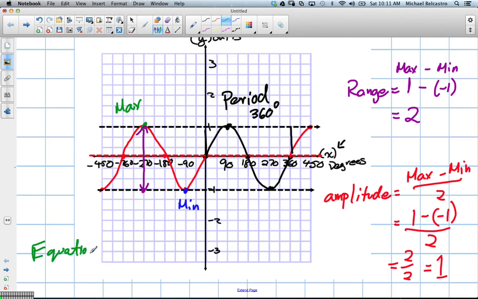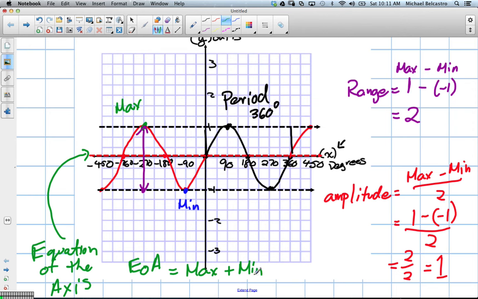Equation of the axis. And that's this guy right here. That's that line going through the middle. And we'll call it the EOA, equation of axis. And that's equal to the max plus the min divided by 2. So in our case, that's 1 plus negative 1 divided by 2. That'll give us a value of 0. And that's exactly where ours is. It's on the y value of 0, our equation of the axis.